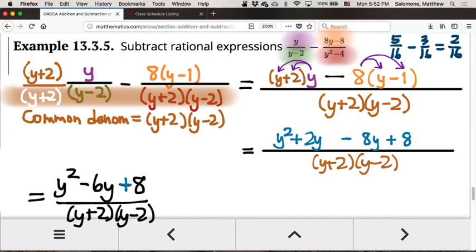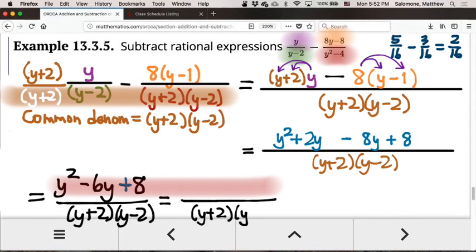Does y squared minus 6y plus 8 factor in any meaningful way? Because we won't know whether this fraction is in its lowest terms, whether it's been completely simplified, unless we know for sure that there are no mysterious common factors upstairs and downstairs. What do you think about y squared minus 6y plus 8? I think it factors, actually.